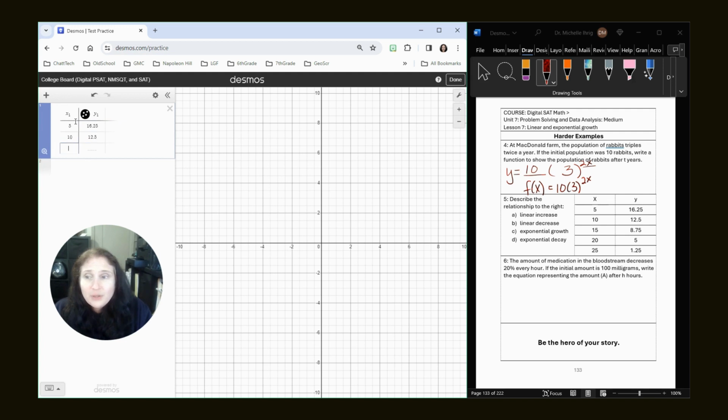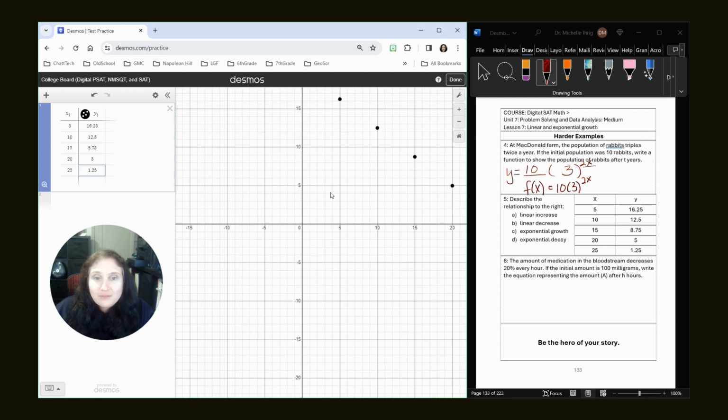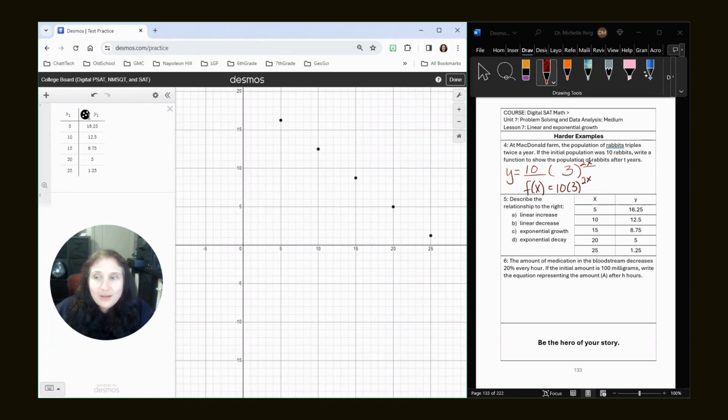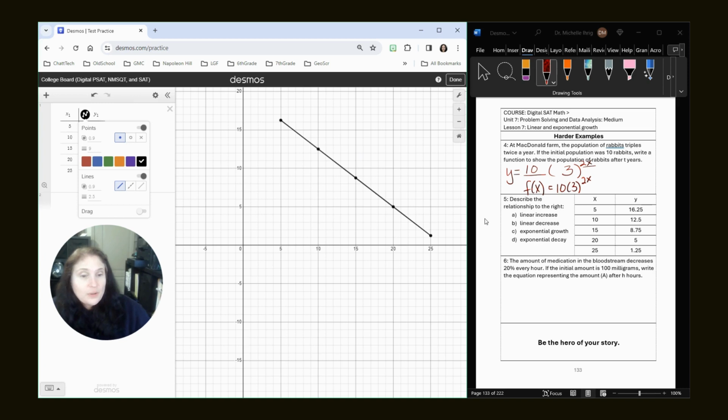At a minimum, we know it's either decay or decrease. And we know that because the numbers are going down. So now we just have to say, is it going down in a straight line or is it doing something different? If we look right here and connect the dots, it is very clear that it's going down in a straight line. It's a linear function. So a straight line is linear, it's going down, so it's decrease.